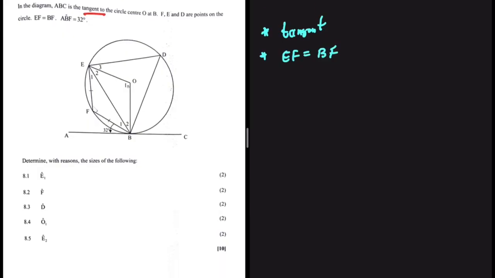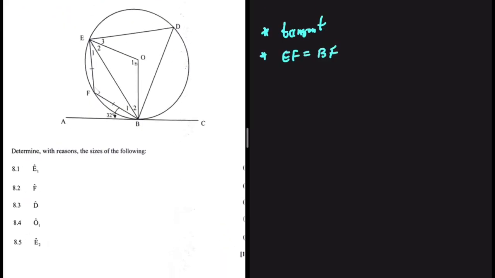So I have tangent. And then it goes on to say that F, E, and D are points on the circle. EF is equal to BF. Let's write that down. EF is equal to BF. I think that's all. Let's see if we can use these keywords to answer our questions.